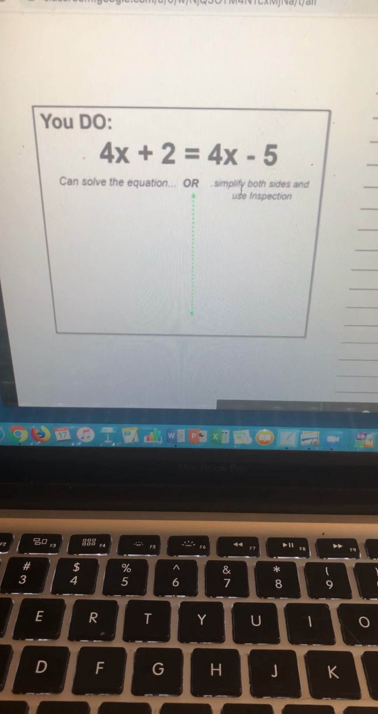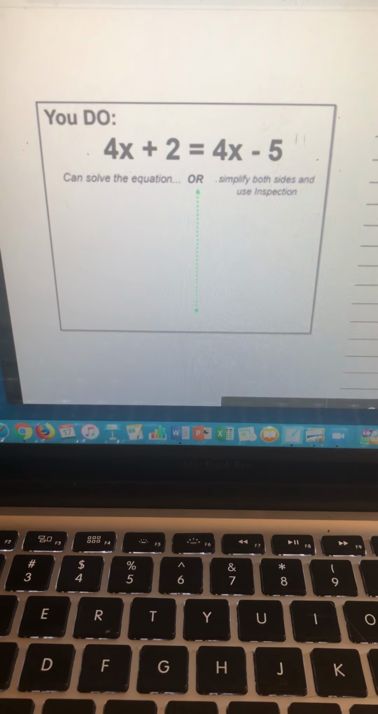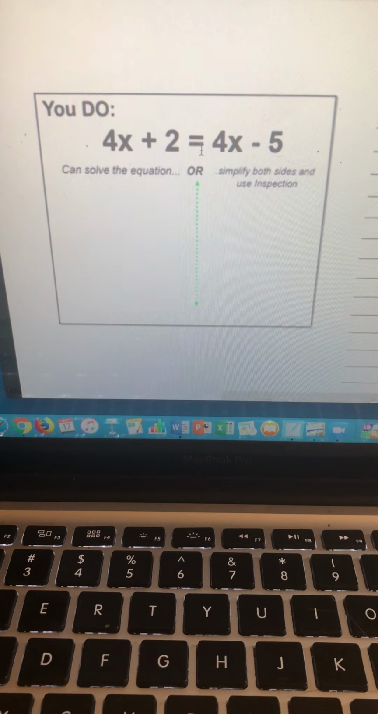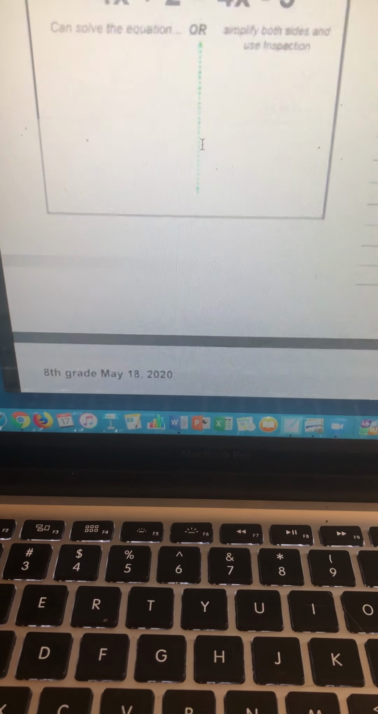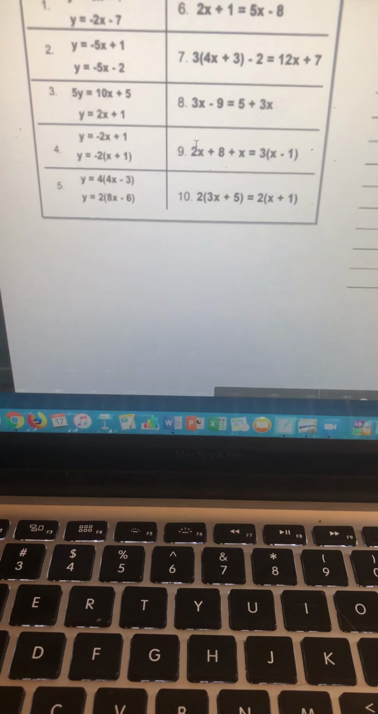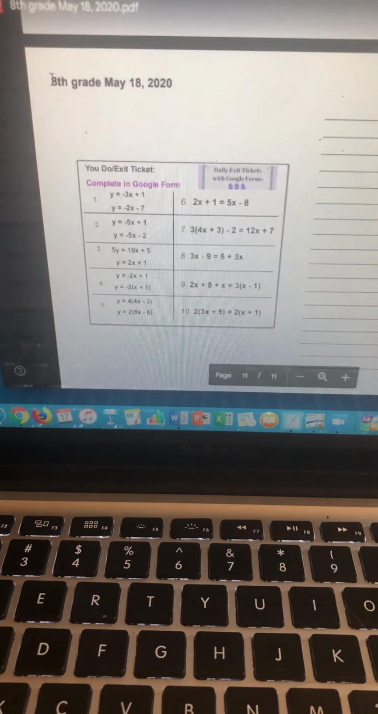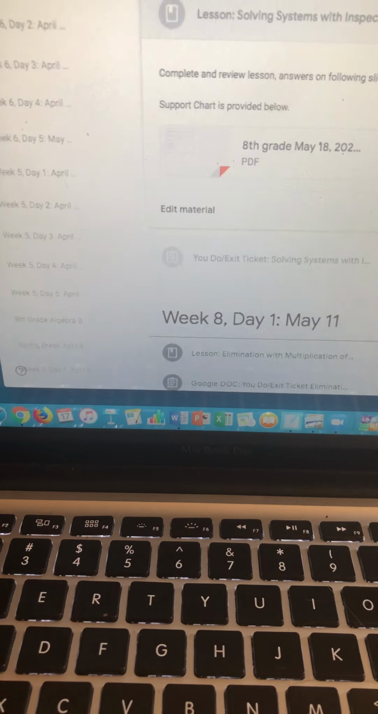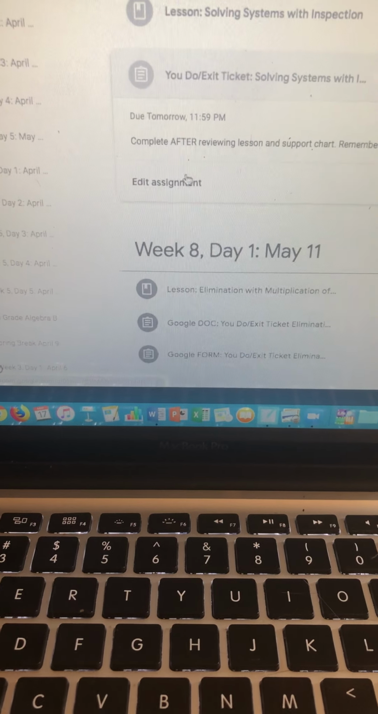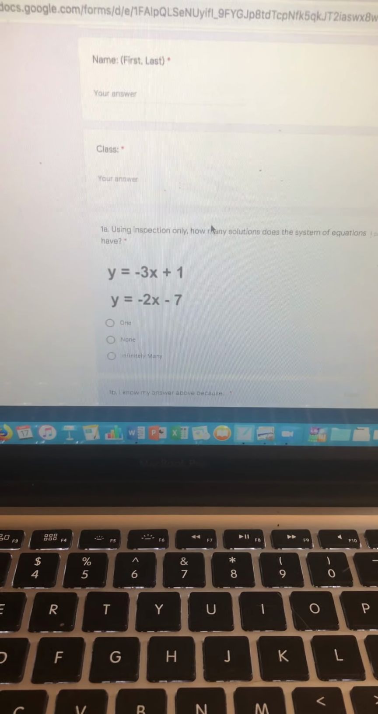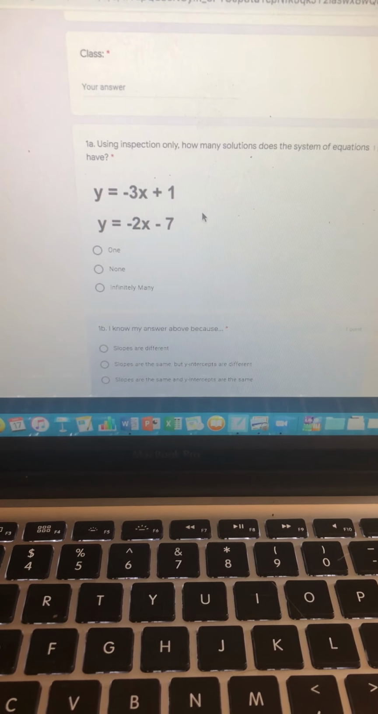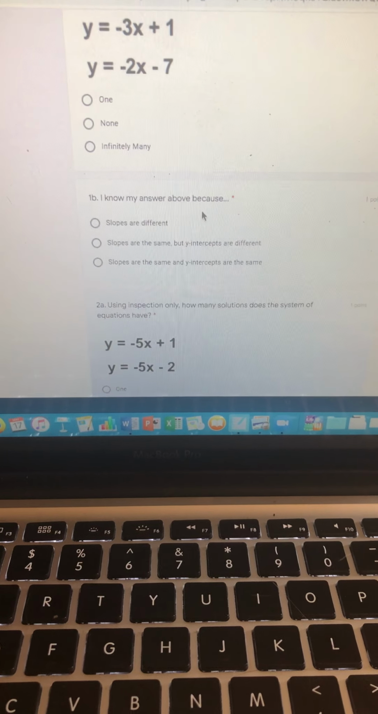Okay, there's a few more. Again, this should just be an inspection one for you. You guys should know how many solutions there are just looking at this. And then you have a Google form where there's going to be 10 questions. I'll show you where that is. You're going to do the same thing that we just did in the lesson. So for the first 4 or 5, you'll tell me how many solutions there are: 1, none, or infinitely many. And then how do you know?